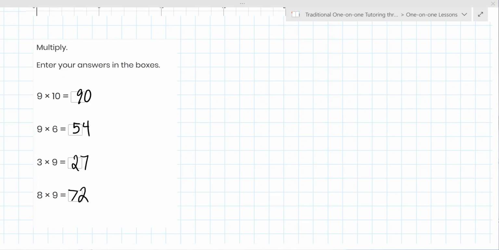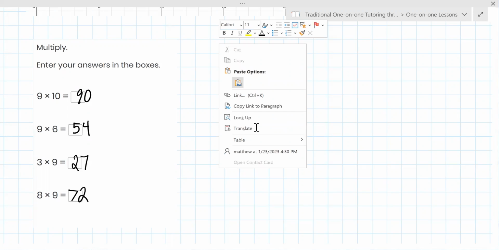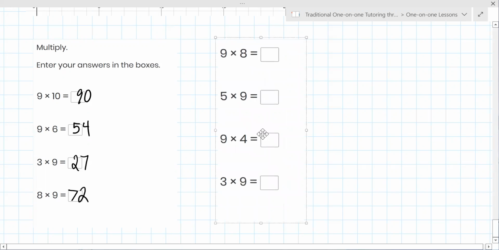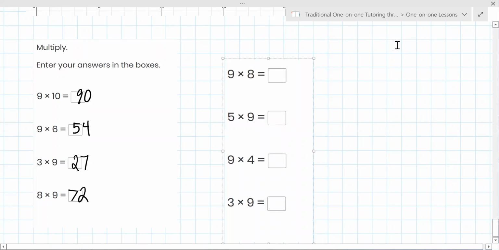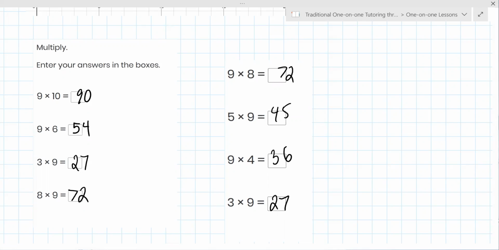So here we go. Let me snip these in. Just put it side by side here. So whenever you're ready, go ahead and give me those answers. Okay. 9 times 8, 72. 5 times 9, 45. 9 times 4, 36. 3 times 9 is 27. Very good. You got that down. Your multiplication is really strong. It's really picked up from earlier in the year. So it's great to see.